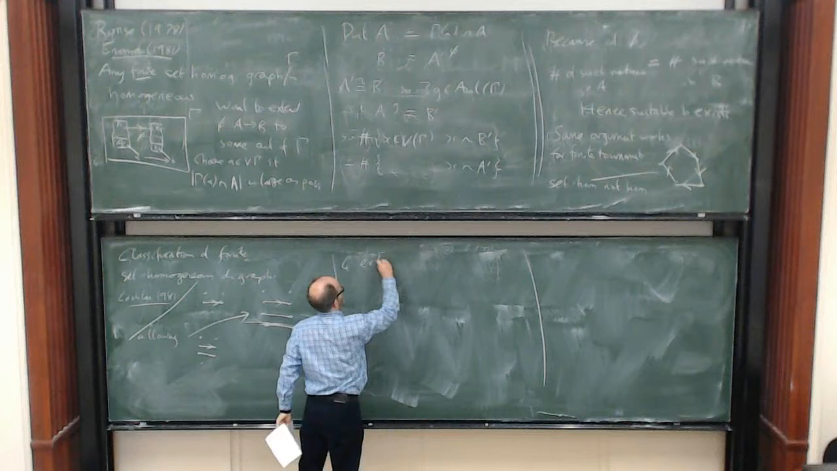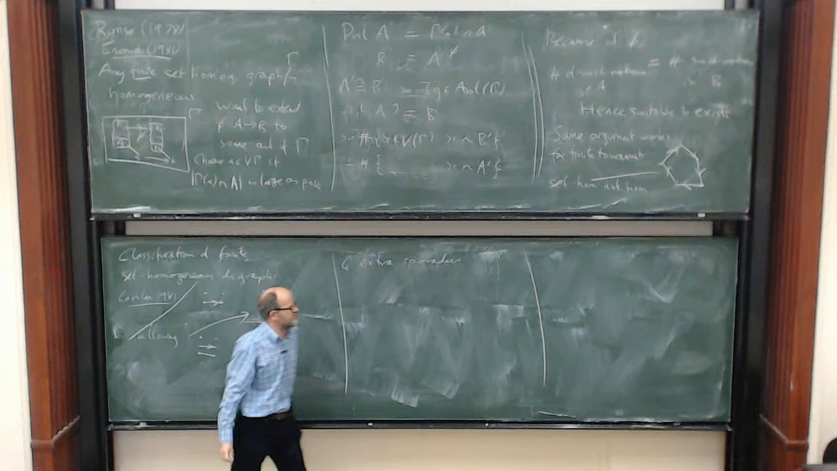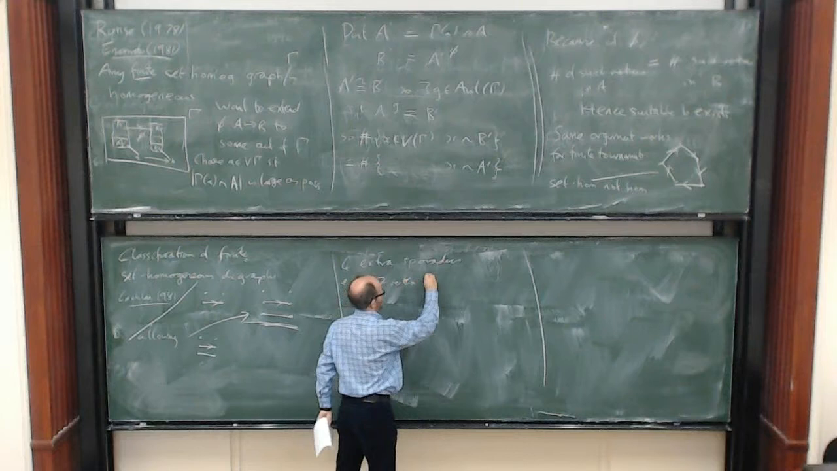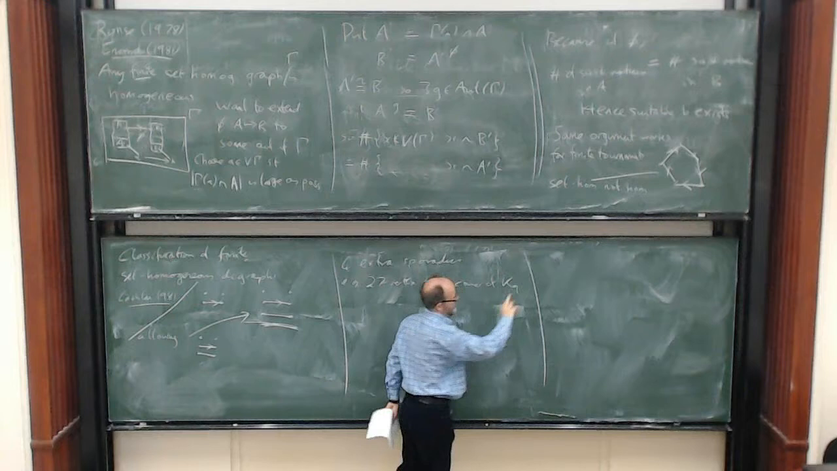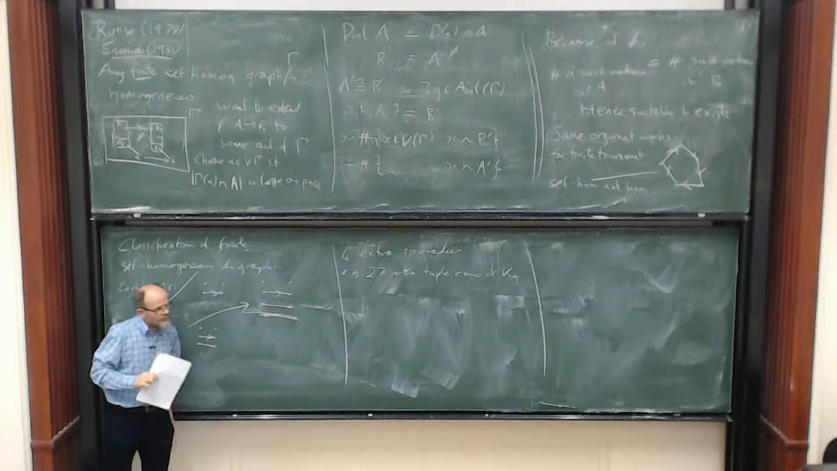In particular, there's a curious one, which is a 27 vertex triple cover of K9. So it's closely related to a distance-transitive graph. It turns up in this setting. And you also get three infinite families.